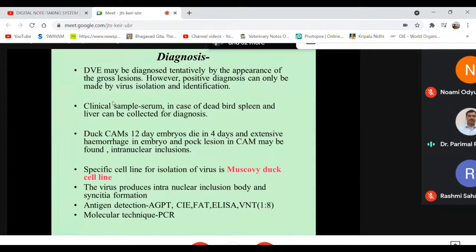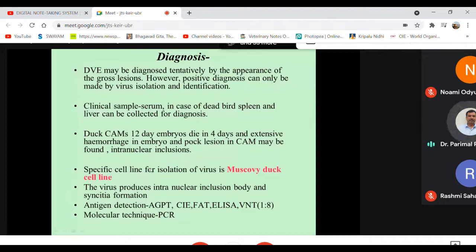So the different samples, like the internal organs, livers. If we encounter a dead bird that we collected, the throat and lung tissues we can collect, or spleens can be collected for virus detection. The virus can be isolated in the embryonated chicken egg by chorioallantoic membrane inoculation, where the pock lesions are formed and the embryo dies with hemorrhages. These changes we can observe, and the isolated virus can be detected with a simple test like AGPT, a virus precipitation test, counter-immunoelectrophoresis, or FAT.